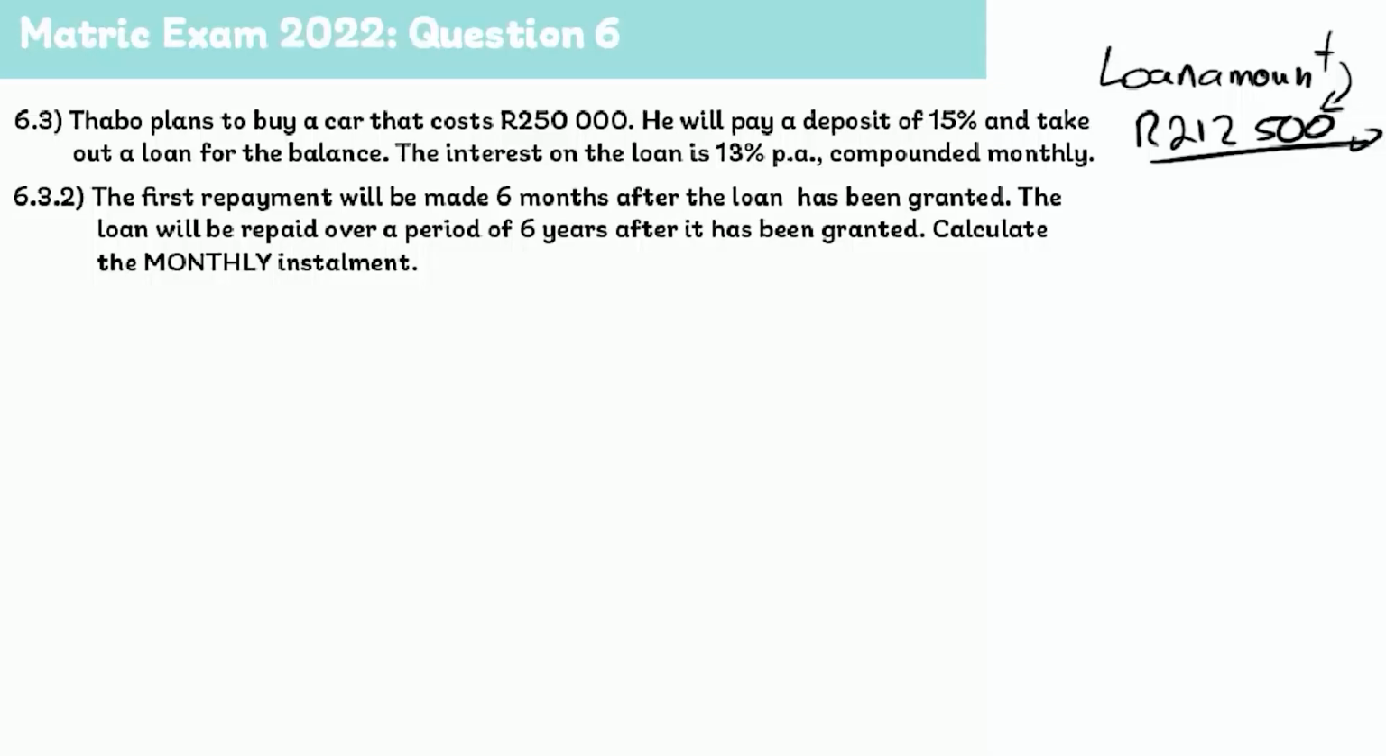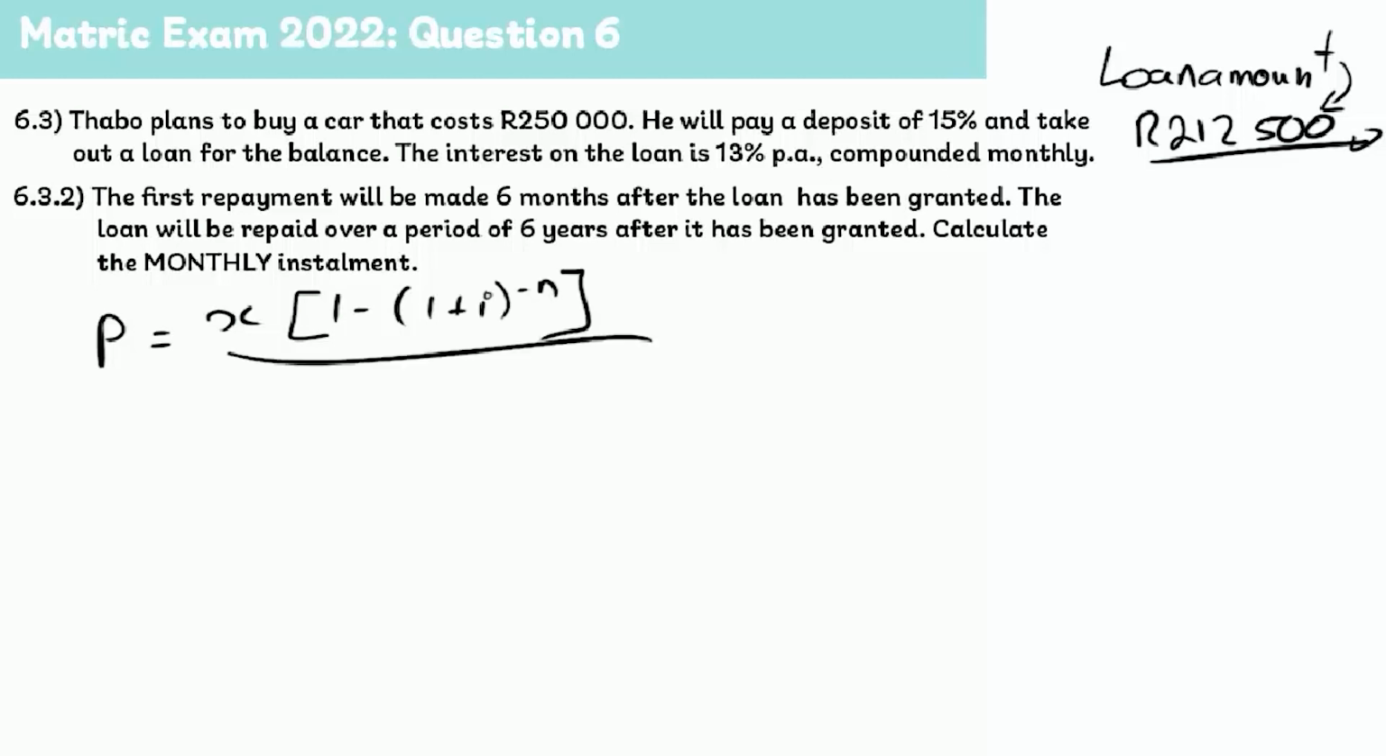To begin, the loan amount we worked out in 6.3.1 was 212,500. So 6.3.2 says the first repayment will be made 6 months after the loan has been granted. The loan will be repaid over a period of 6 years after it has been granted. Calculate the monthly installments. The first thing that goes through my mind is what formula I can use to get the monthly installments. What comes to mind is this: P equals X times (1 minus (1 plus i) to the power minus n) over i.